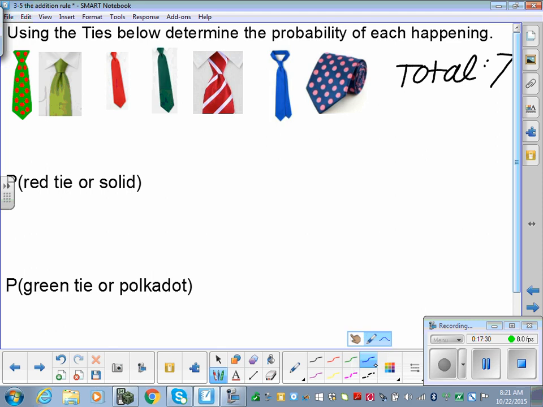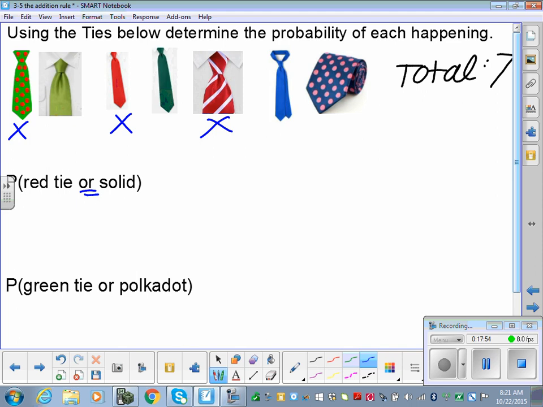Okay, so it says, what's the probability of getting a red tie or a solid tie? If it's a red tie or a solid tie, it's welcome, right? Ors are united, so everybody's welcome. So I'm going to go through and cross out all my red ties first. That's a red tie, that's a red tie, and that's a red tie. Yeah? So those get to come. 1, 2, 3 of them get to come.